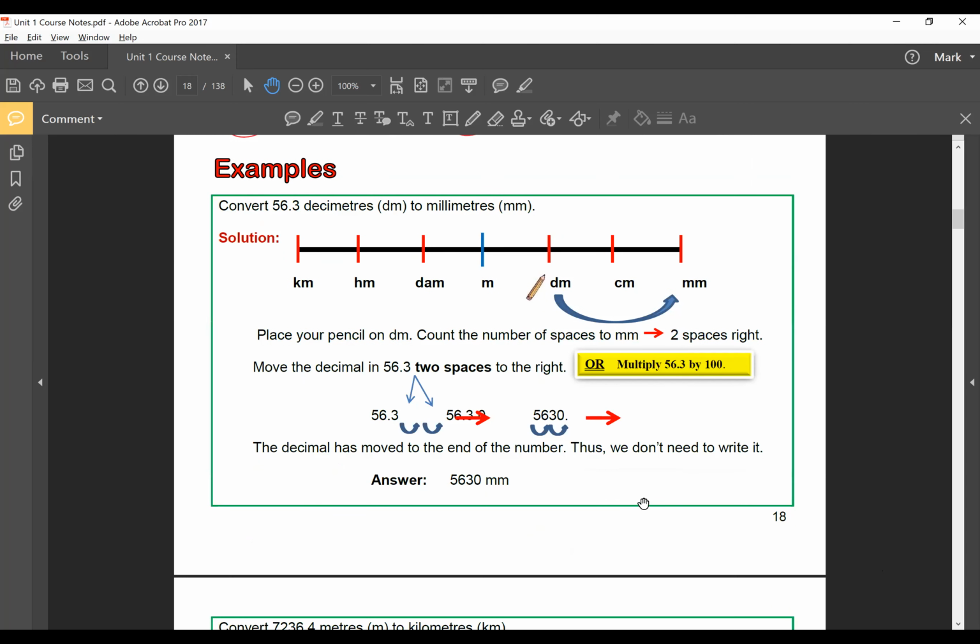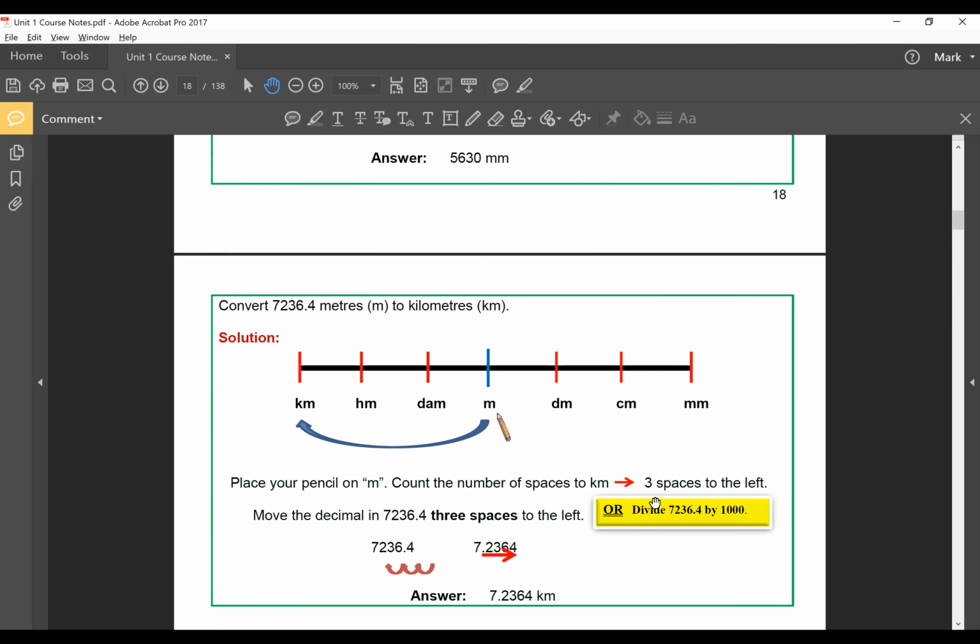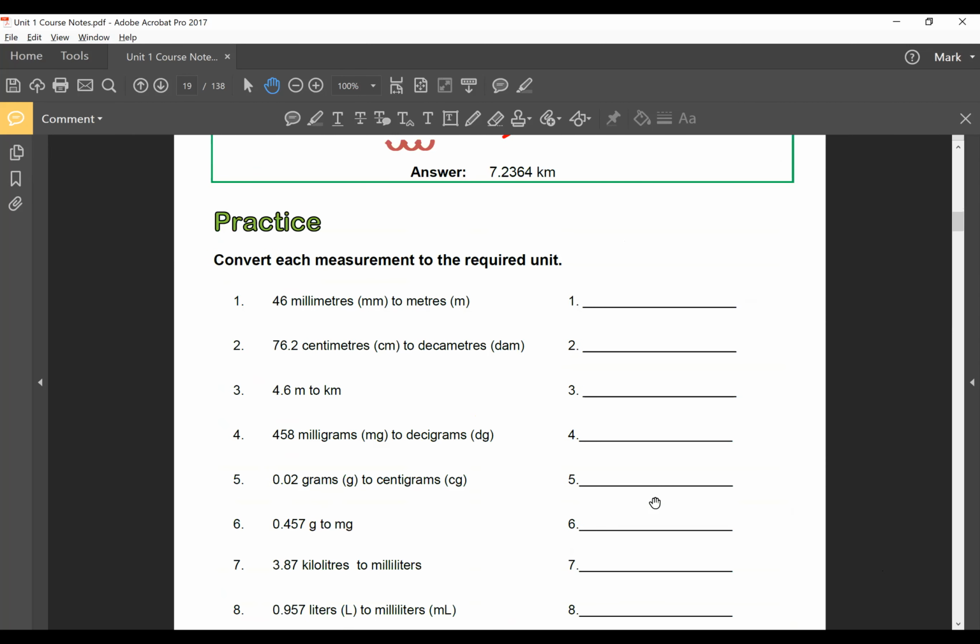So let's look at a couple of examples here. Now, again, I know this is different because there's no students here. So I'll do this a little differently. I'll go through these examples and then we'll do a couple practice and I'll move on. I might go a little quicker than normal here because there's nobody to talk to me.